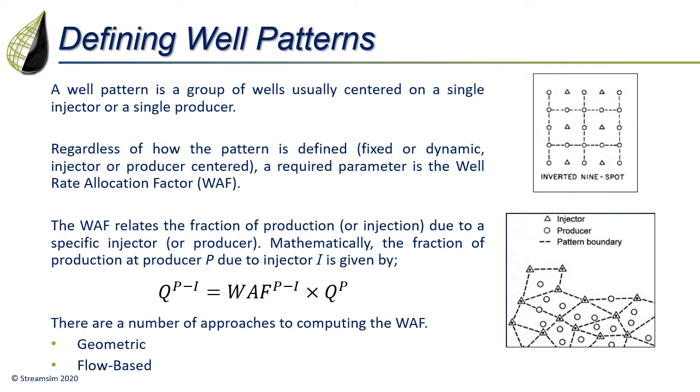The WAF relates the fraction of production due to a specific injector or fraction of injection to a specific producer. Once the WAF is known, this fraction of production, for example given by the formula below, is simply the WAF at P due to I times the total production rate Q at the producer. There are different approaches to computing the WAF. In this presentation, we will discuss a geometric method and a flow-based method.